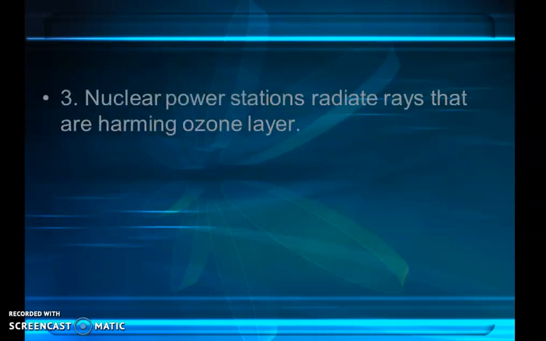The third reason is nuclear radiations. As a nuclear power station is using nuclear fuels, it will radiate rays that can harm the ozone layer. The ozone layer is a protection; it stops the harmful rays from the sun from reaching the earth. Using the nuclear power station is harming the ozone layer, so it's another reason for its EIR to be negative.